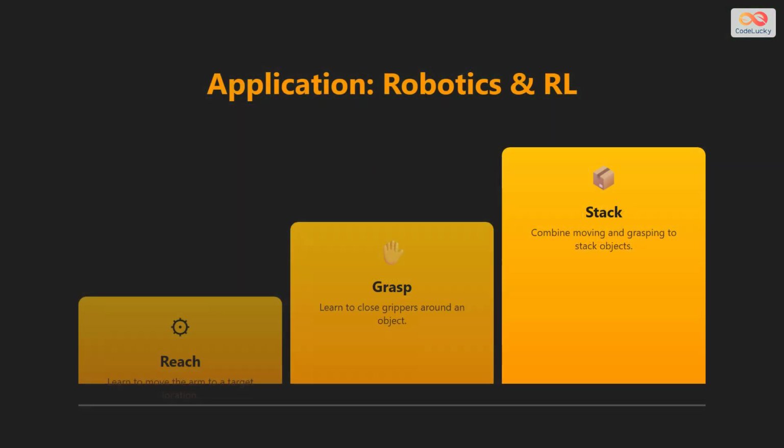In robotics and reinforcement learning, we see this clearly. A robot might first learn to simply move its arm to a target. Only after mastering movement does it attempt to grasp an object, and finally, it learns to stack objects on top of one another.